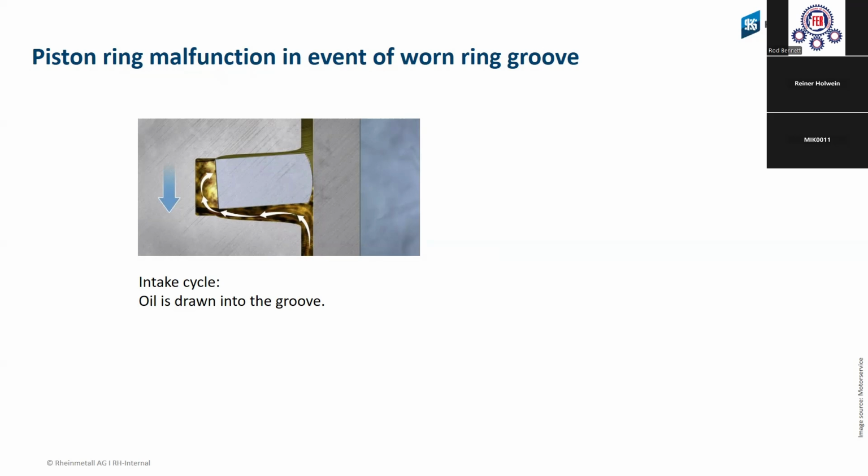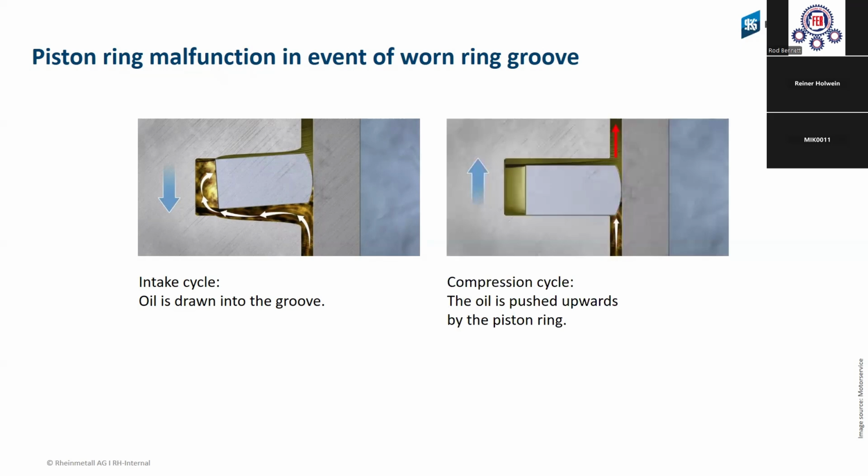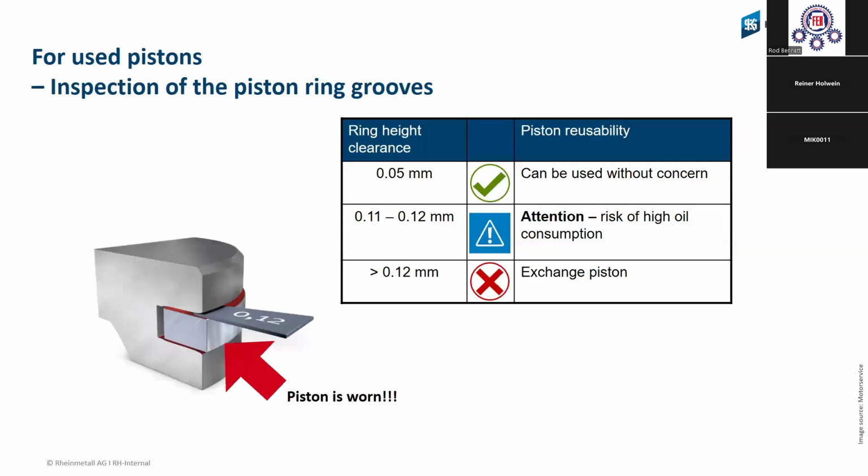In this situation, you see on the right picture the piston goes up and down, and in the compression cycle, the oil is pushed upwards by the piston rings. When the piston goes down, they bring the oil down. But when the wear is too big, then the oil can be removed or can come behind the piston rings, and then it can jump up to the combustion side. And this is why you must check the wear on this area.